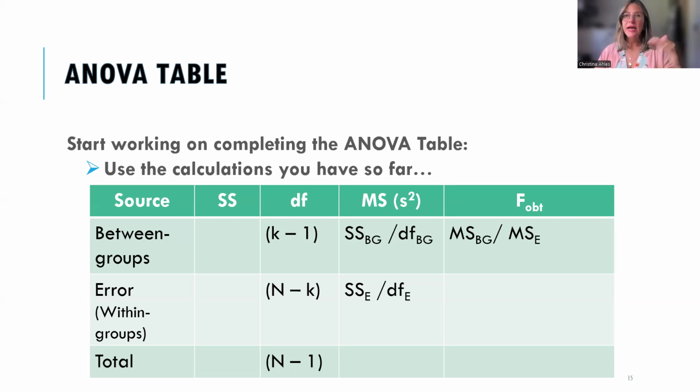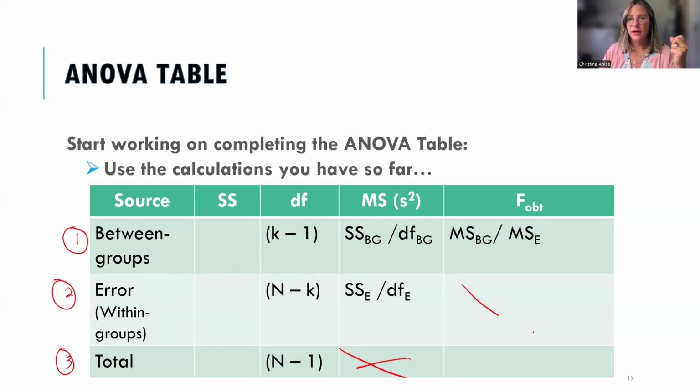So the ANOVA table always goes in this order. You have your source, which is like the source of variance, basically. The first row is between groups. The second row is error, the within groups. The third is always the total. So the only things that you're really ever filling out are these other areas. And so you'll fill out the degrees of freedom for each.